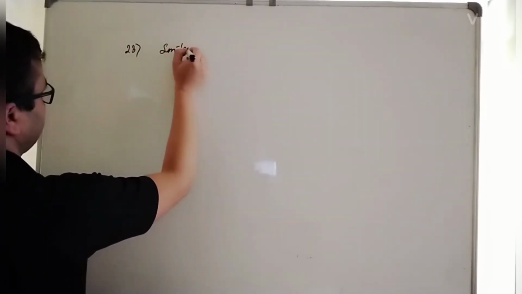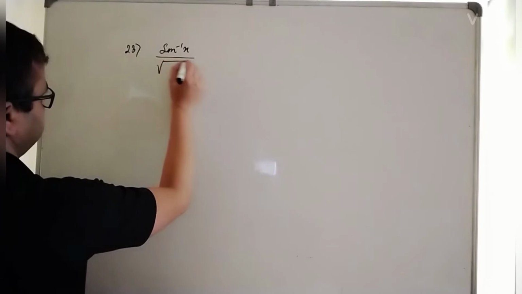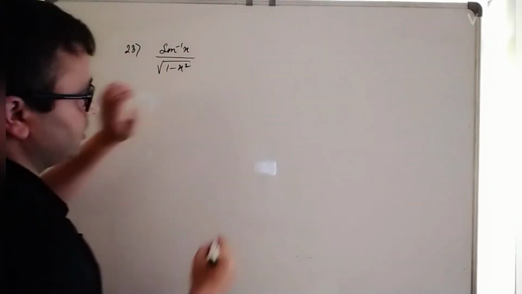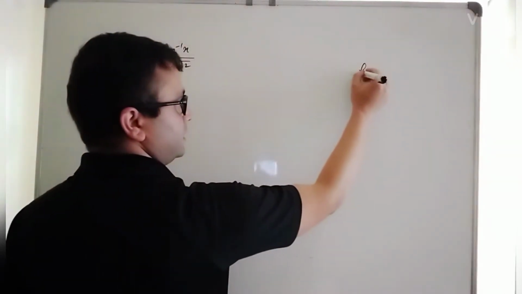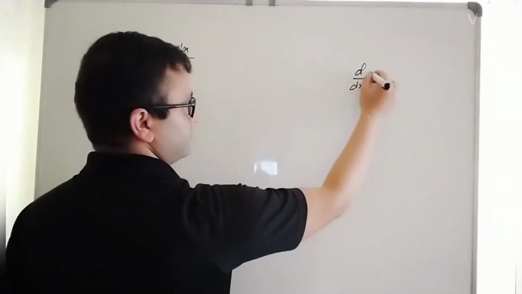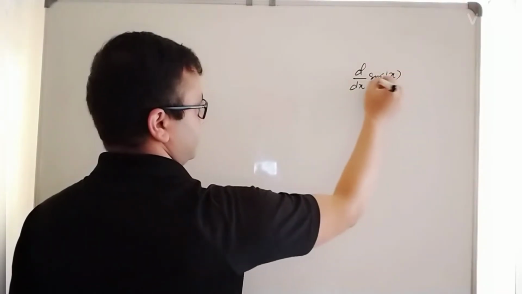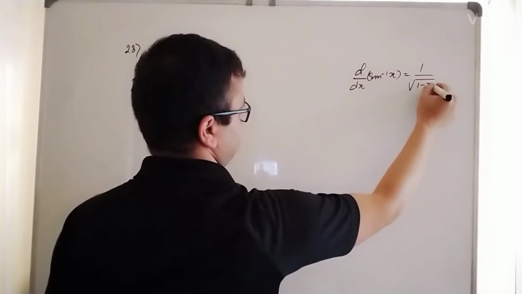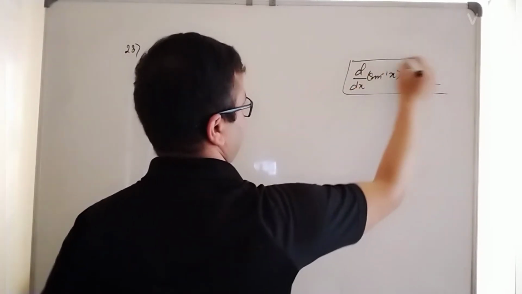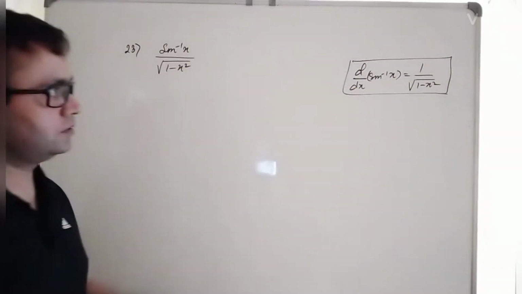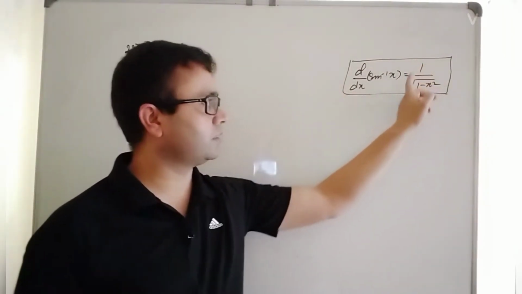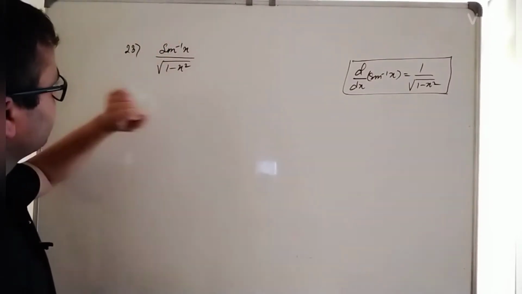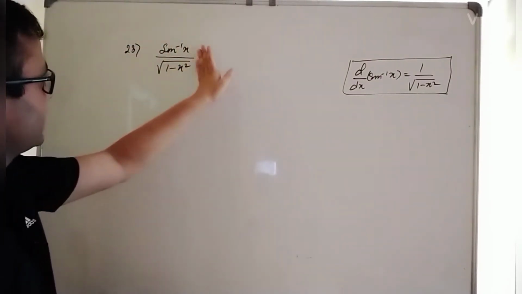sin inverse x divided by root under 1 minus x square. Okay, we know that d/dx of sin inverse x is 1 by root under 1 minus x square. So this is the differentiation formula of sin inverse x. So in this case we will take sin inverse x as the substituent.